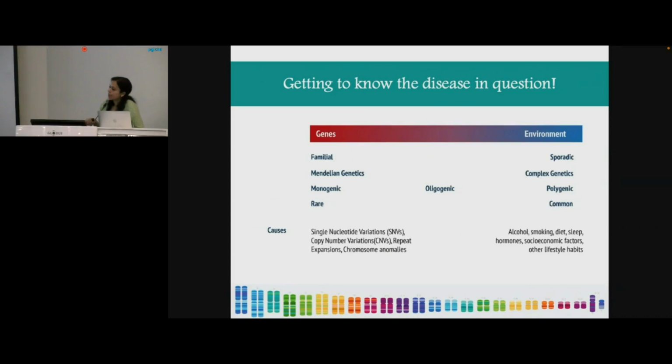In the case of environmental disease, the cases must be sporadic. We need to see whether complex genetics is involved. Most of the time it is polygenic and common. The environmental factors can be smoking, diet, alcohol, other lifestyle factors, etc.